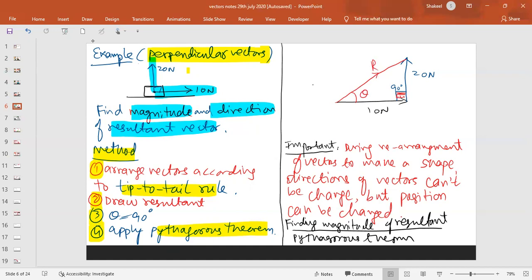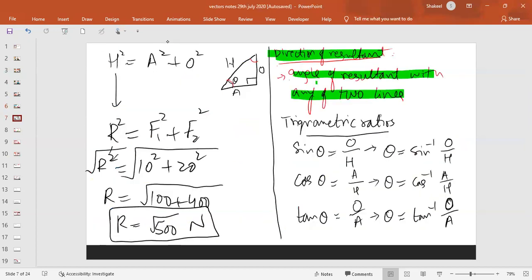As it is a 90-degree angle, it is a right angle triangle. So we will be using Pythagoras theorem to find the magnitude of the resultant. Okay, so let's use the theorem. Its hypotenuse square is adjacent square plus opposite square. R squared is F1 squared plus F2 squared. Simply put the value, take the root, and you got the answer.